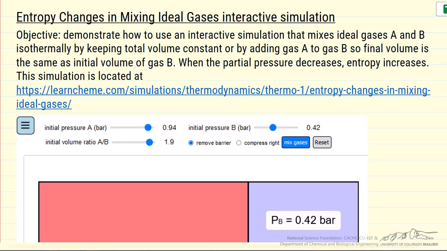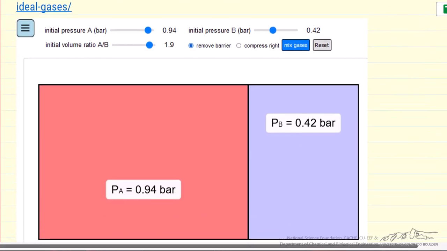I'm going to briefly demonstrate how to use an interactive simulation that models the mixing of two ideal gases. These have to be different gases. We're doing this isothermally. We have two ways of doing it, either keeping the total volume constant. So if I look at this simulation below, we essentially have a barrier between two gases, and we remove this barrier, break this barrier. The gases mix, the total volume doesn't change.